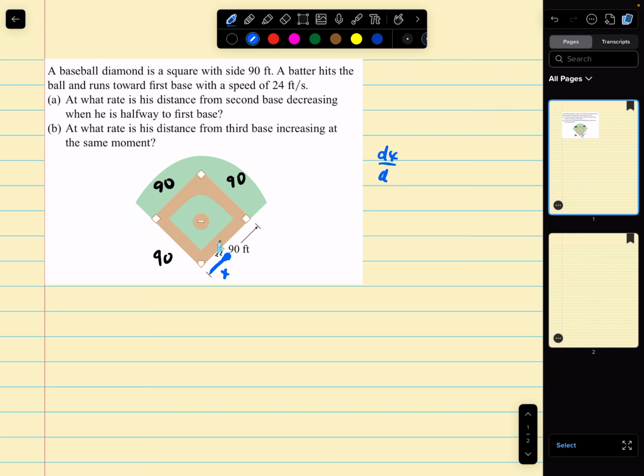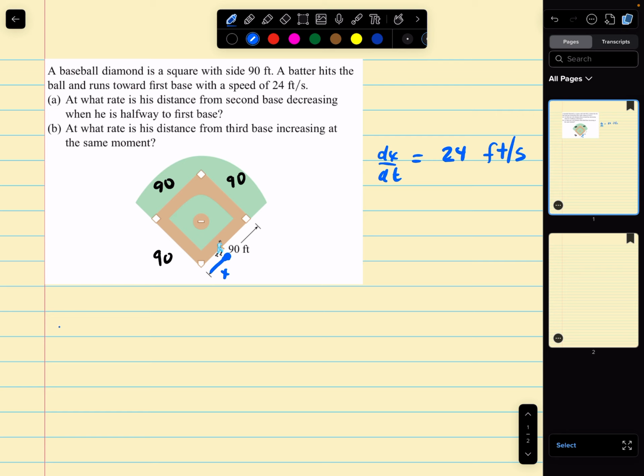So dx/dt is changing at a rate of 24 feet per second. So it's getting bigger, right? As he gets closer to first base, the distance away from home is increasing. So that's a positive rate of change, 24 feet per second.